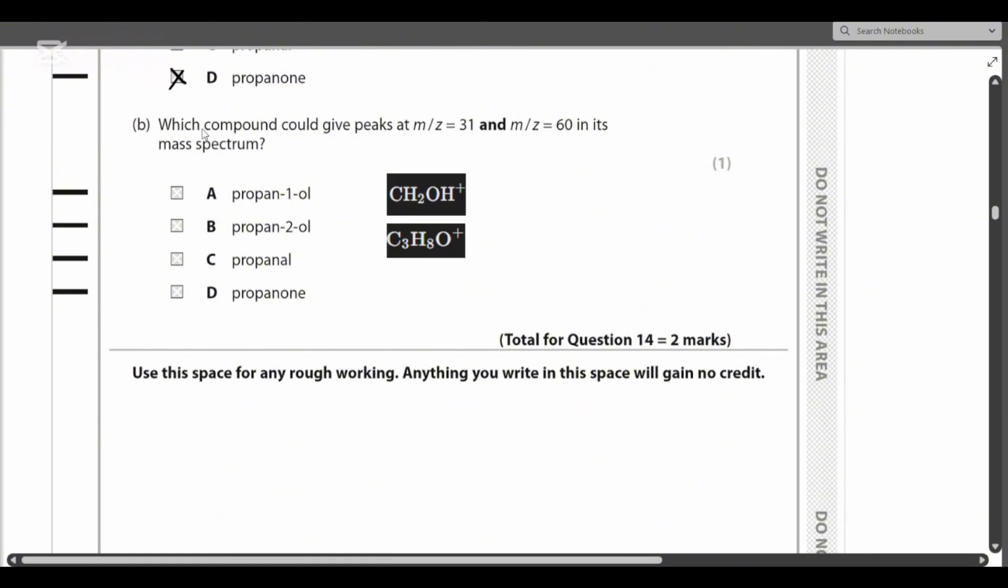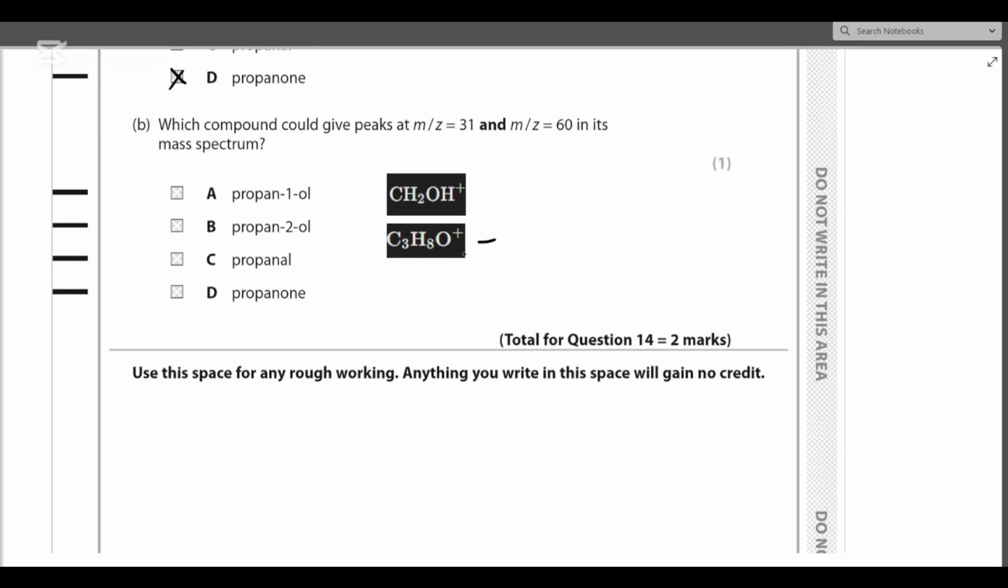Now, if we talk about which compound could give peaks at a mass to charge ratio of 31, well, this radical right here in the mass spectrum is going to have a mass to charge ratio of 60, and this radical is going to have a mass to charge ratio of 31. So my next question would be, how do you identify it? If you look very closely, propanone and propanal are incorrect because both of them contain double bonds. So it's rather impossible to produce the oxygen atom from the double bond as they break. So C and D are out.